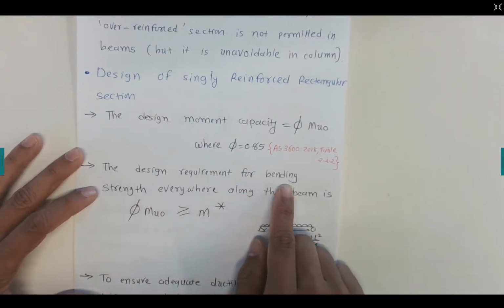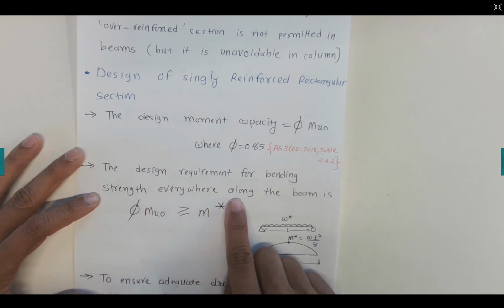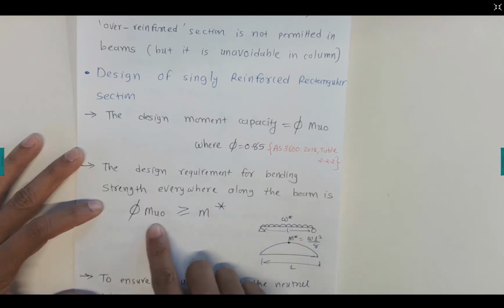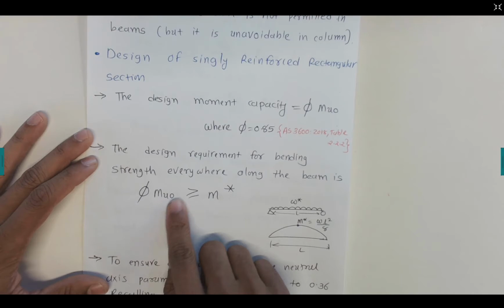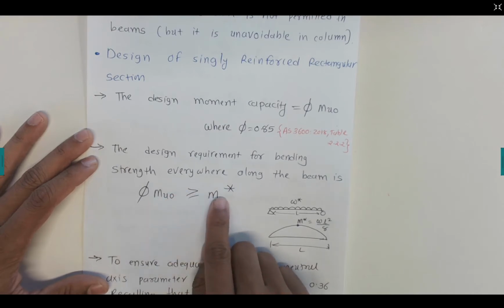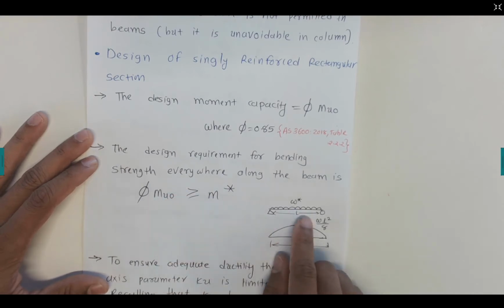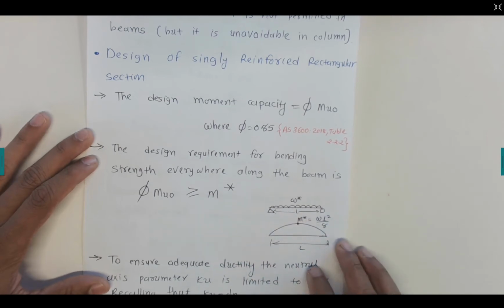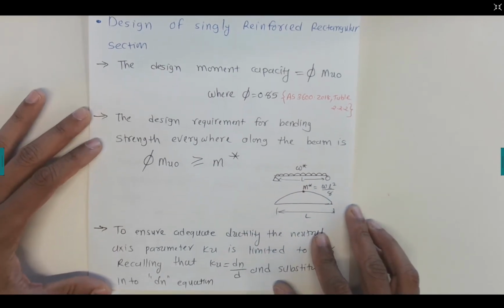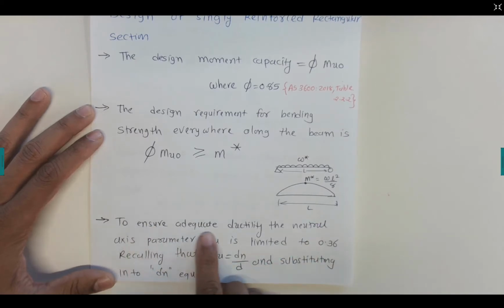Now for the design of reinforcement for bending strength everywhere along the beam, we need to satisfy the condition that the capacity of the beam is greater than the design moment. The design moment is generally obtained from the bending moment diagram. This is a typical case for a simply supported beam. Now to ensure adequate ductility, the neutral axis depth parameter Ku is limited to 0.36.